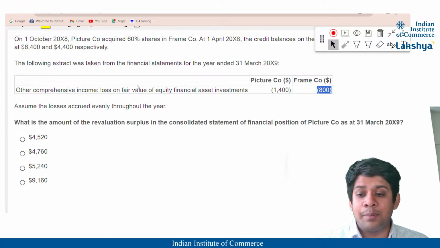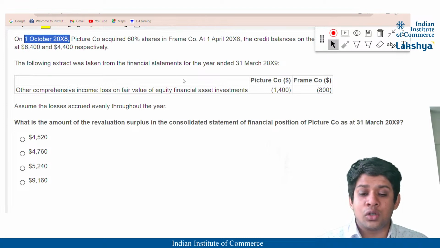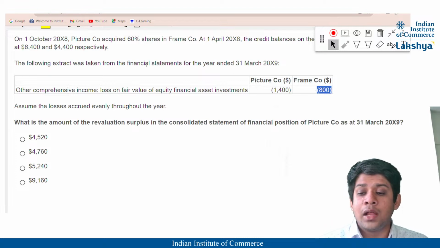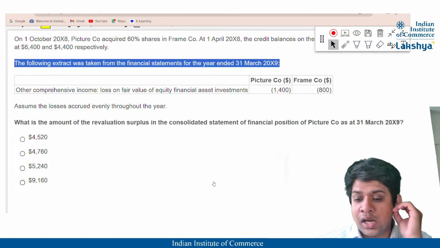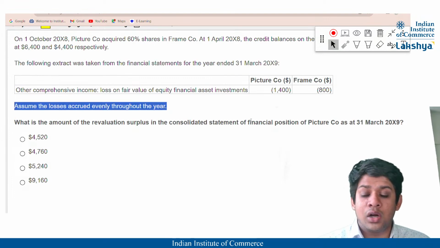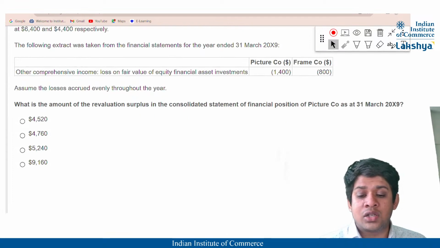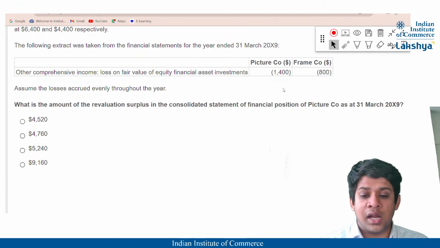But we have acquired the company when? Yes, on 1st October only, right? We have acquired the company on 1st October only, and our losses for the year is 800, correct? Now, the following extract was taken from the financial statements for the year ended 31st March 2019. Assume that the losses accrue evenly throughout the year, and according to that, you are supposed to provide what is going to be the amount in the revaluation surplus for the consolidated statement of financial position of Picture Company as at 31st March 2019.